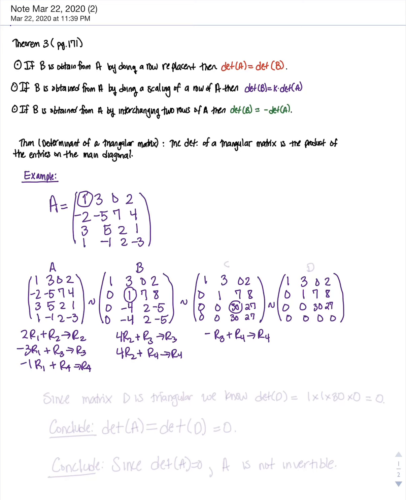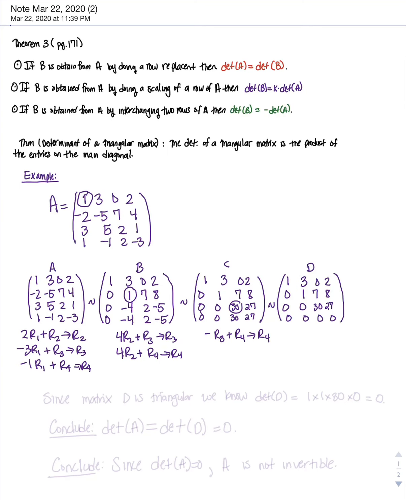Now, at every step, we only did row replacements. So since we only did row replacements from beginning to end, our first matrix will have the same determinant as our last matrix. Let's call the matrix at step 3 C, and then our last matrix is matrix D. So matrices A and D have the same determinant.